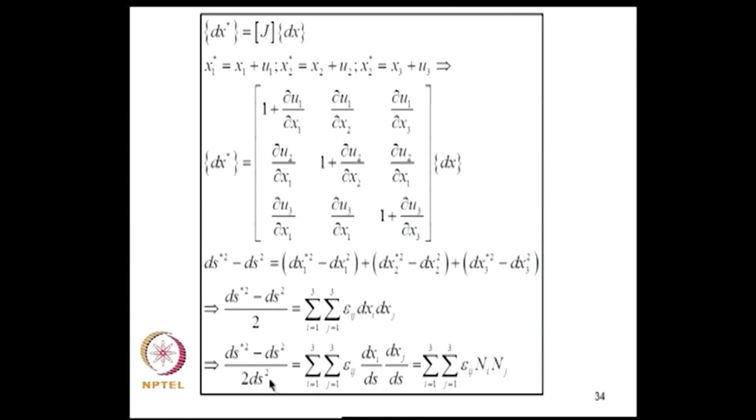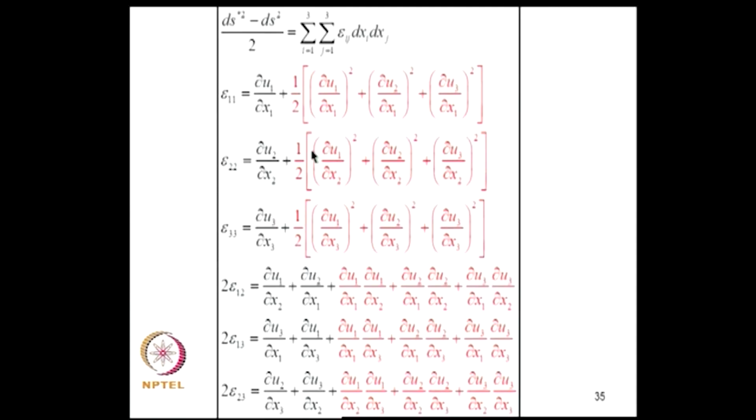And if I divide by ds, I get epsilon ij in the summand, we have dxi by ds, dxj by ds, and this is nothing but the direction cosines of the line segment. So, I call them ni nj. So, this is epsilon ij, ni nj. What are epsilon ij? That has to be synthesized by actually performing these calculations, and it turns out that these epsilons are given by these relations.